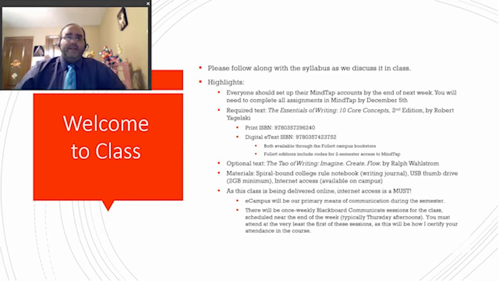I don't require you to have it, but I make it a recommended text because it's really a really good resource. Now, as far as materials for this class, you probably will want a spiral-bound college rule notebook to use as a writing journal. We'll talk about that in a minute. You want a USB thumb drive. As you can tell, it's been a while since I've written these slides. I do say 2 gig minimum. I will say on the shelves, I've not seen anything less than 4 in the last couple of years. And then obviously you need internet access.